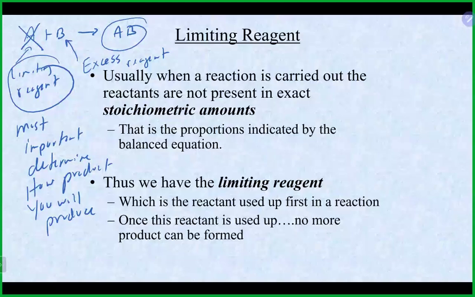So for example, the other day when we did that experiment, you weighed out a certain amount of grams of the solid and you mixed it with a bunch of liquid. The liquid part of that was your excess reagent. The grams that you weighed out, which is a smaller amount, was actually your limiting reagent in that particular case.